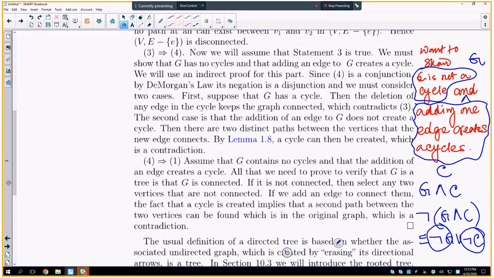So first, we're going to assume that G has a cycle. Then, the deletion of any edge in the cycle keeps the graph connected, which contradicts 3. Remember, 3 told us deletion of any edge will make the graph a disconnected one. But because you have a cycle, you have more than one edge connecting at least a pair of vertices. So deleting one edge where you have those duplications of edges is not going to create any problem.